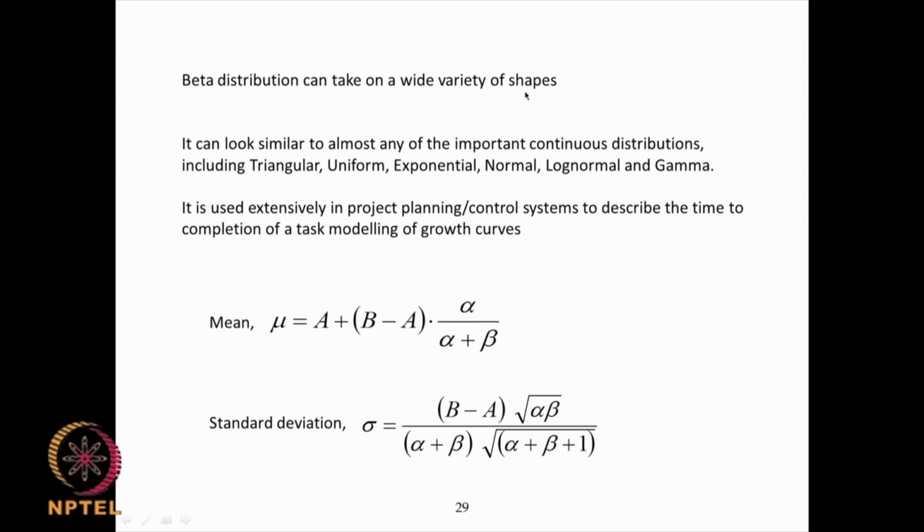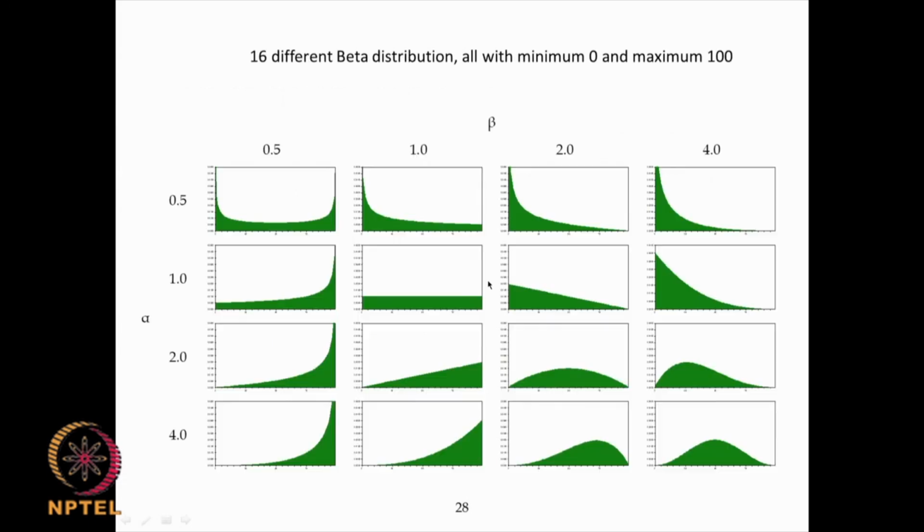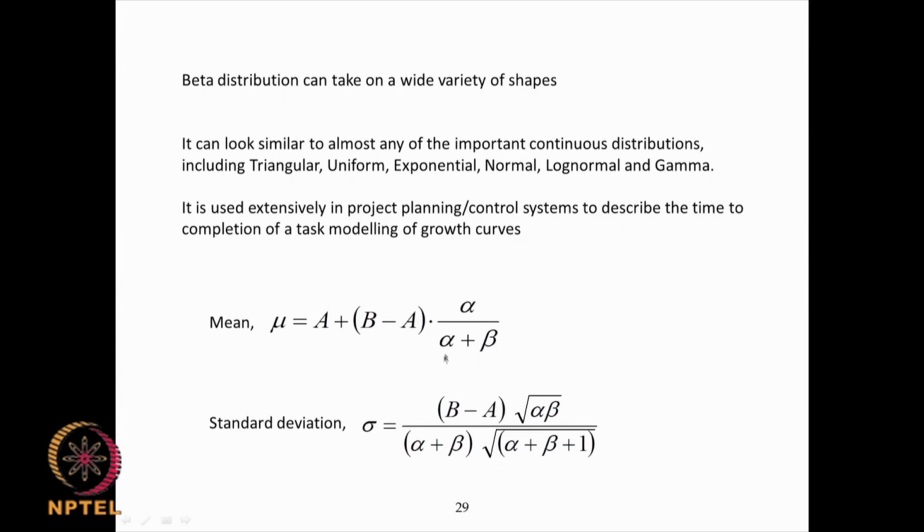So, it can take a wide variety of shapes, it can look like triangular, uniform, exponential, normal, log normal, gamma. So, it is fantastic actually, used extensively in project planning, controls, okay, growth curves in your bacterial systems. As you can see, we can get different types of growth curves, okay, different types of growth patterns, using modifying your alpha and beta.